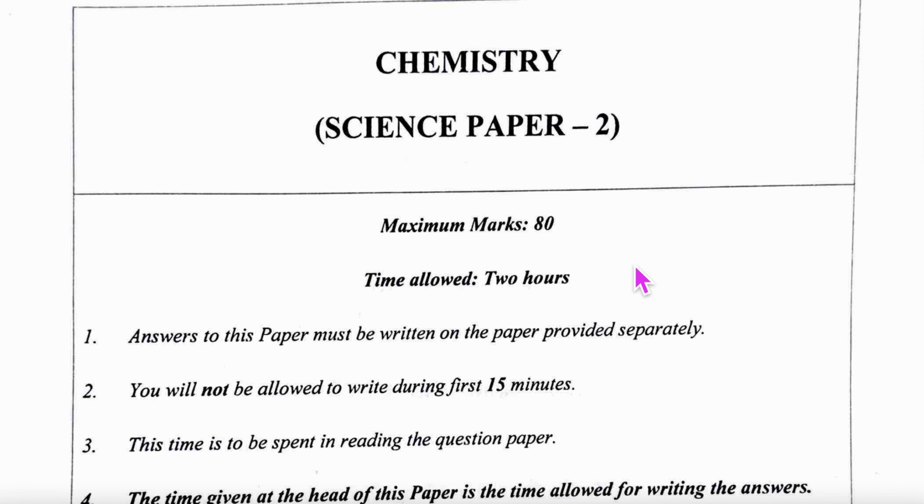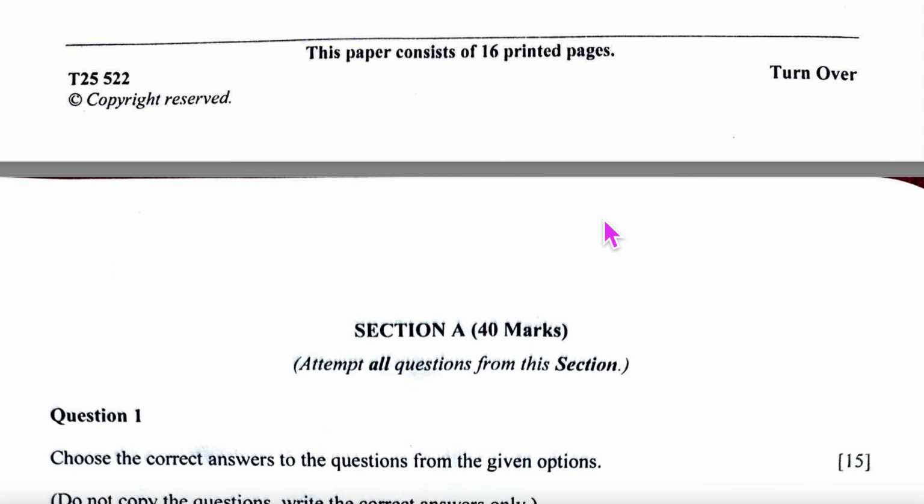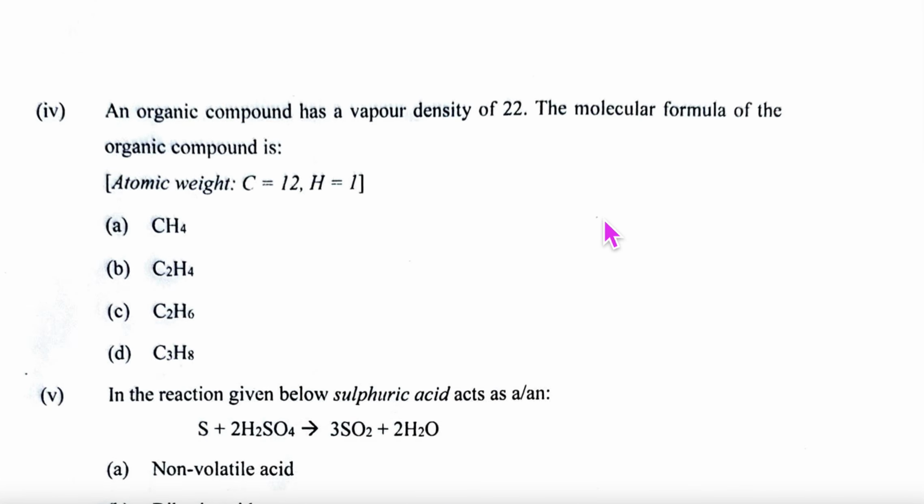I have just received the ICSE Chemistry 2025 board paper, which was held today.